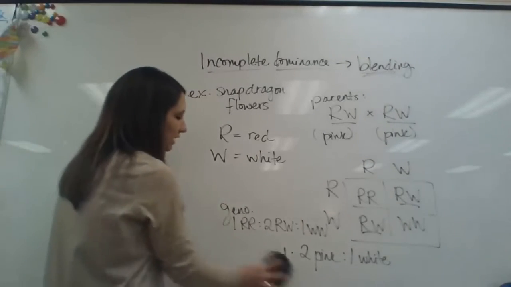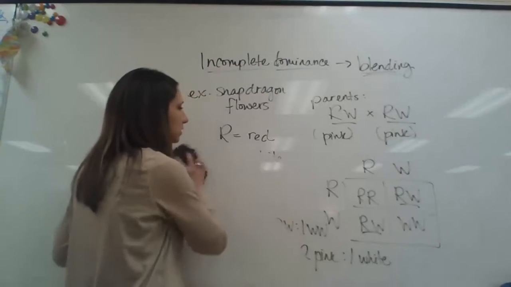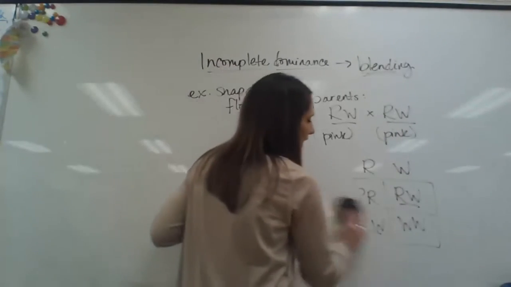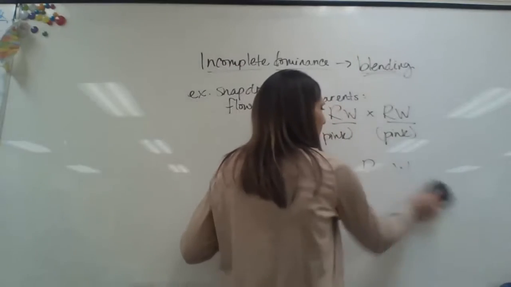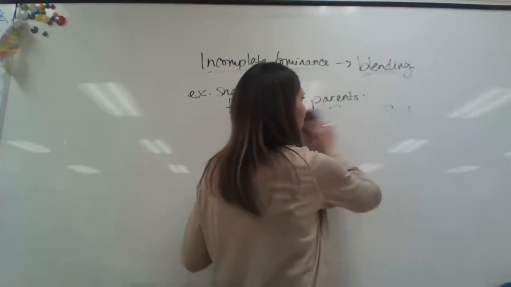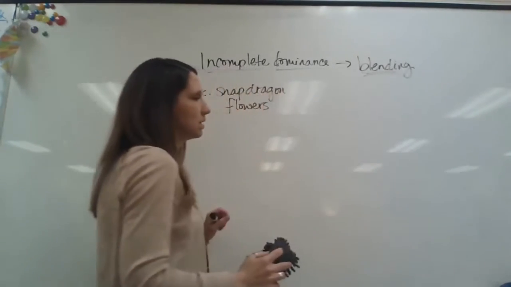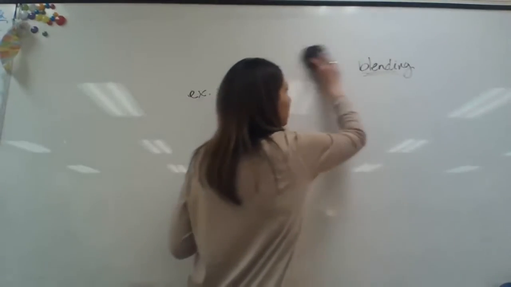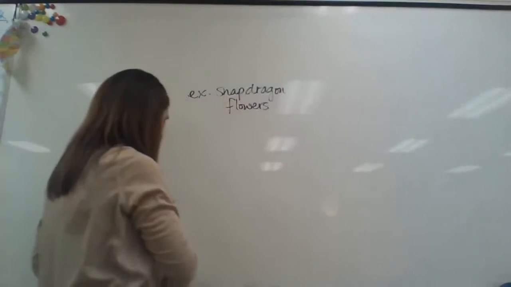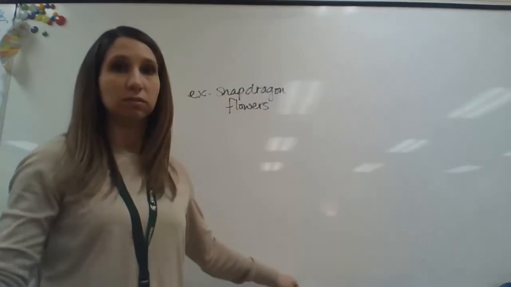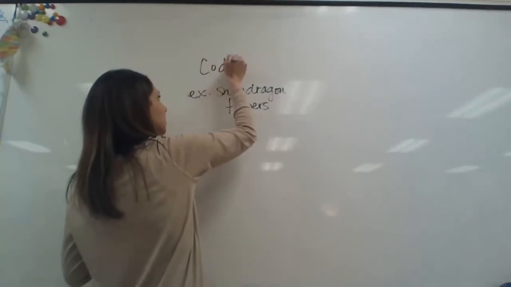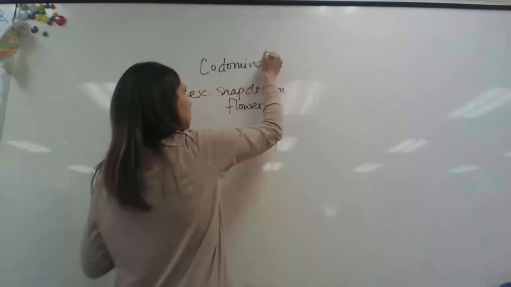We're going to do kind of the same scenario, and I'm going to erase this, for codominance and look at how these two compare. So even though snapdragon flowers are not something that is going to exhibit a codominance type of relationship, I'm still going to use it here because I do want to be able to directly compare these two, okay? So codominance was the second. Let me go ahead and put that down up here.